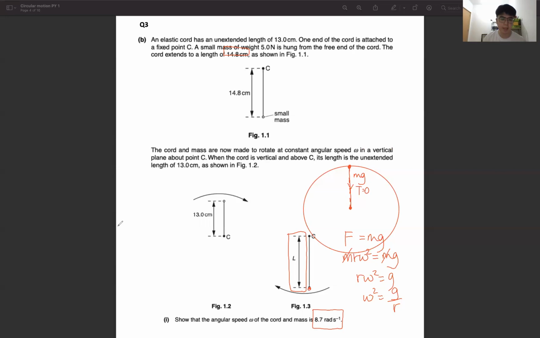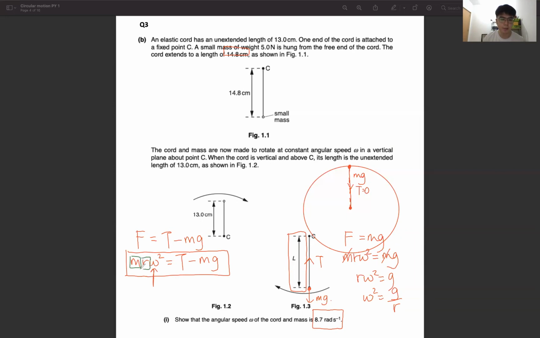So at the bottom, what happens to the tension? Tension is upward. We have mg downward. That means the centripetal force is tension minus mg. So we have m r omega squared equals tension minus mg. This is the equation we use to find the angular speed. We want to find this, meaning that we need to know the m. We already have the weight, so we can just divide by g.